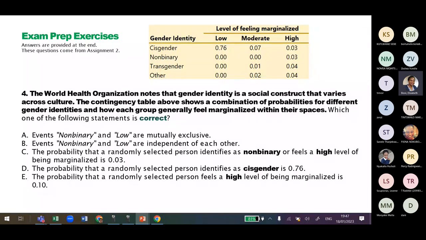Moving on to the next question. Given the table they've given us, the World Health Organization notes that gender identity is a social construct that varies across culture. The contingency table above shows a combination of probabilities from different gender identities, and how each group generally feels marginalized within their spaces. Which one of the following statements is correct? We are looking for the correct statement based on this.